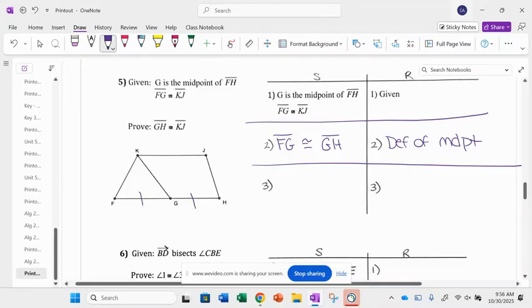Okay, then we have that FG, right here, FG, is congruent to KJ. So I'm going to put the same marking on KJ that's on FG. So I just marked this, FG congruent to KJ. Now the last thing we write is what we want to prove. So GH is congruent to KJ.